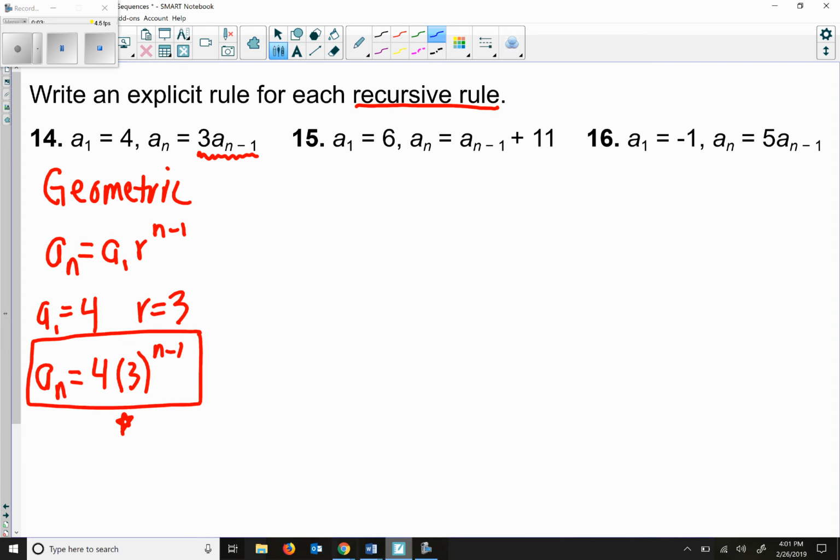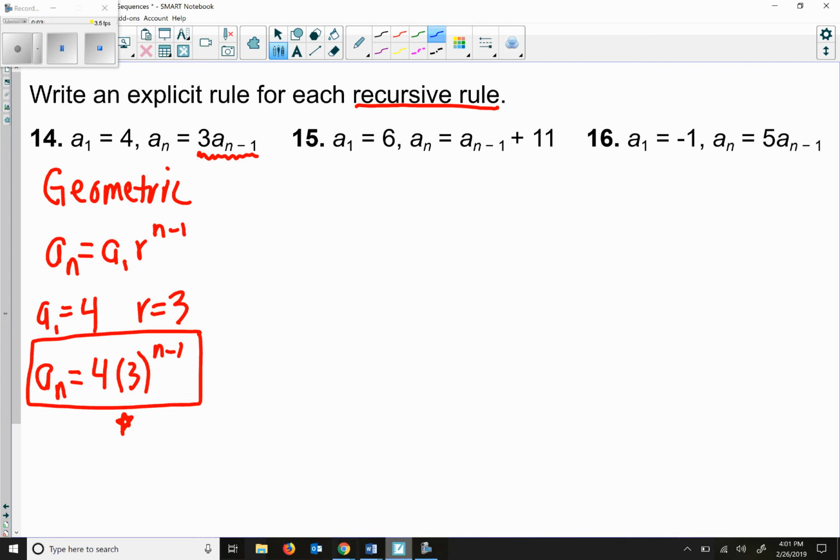So I'm going to quickly go through number 15, because really it's not that different from 14. I'm going to do that one, and then I'm going to have you pause the video so that you can do number 16 on your own, just get some practice, some reps in with doing this on your own.